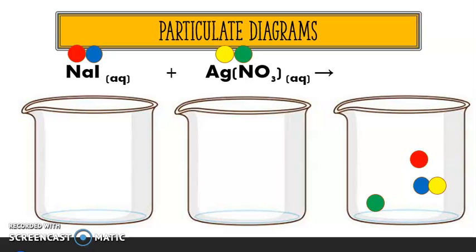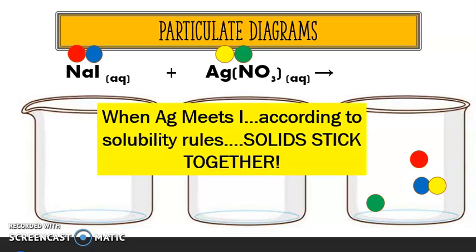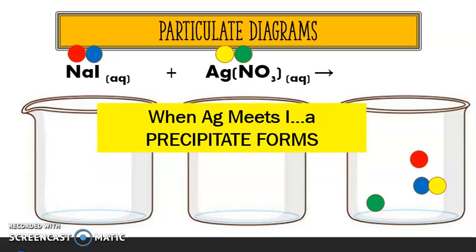Because remember, solids stick together. And in this case, you'll notice that a blue sphere and a yellow sphere have come in contact with one another. That means an Ag and an I are now touching. Well, according to our solubility rules, when Ag meets I, that's creating a solid, and solids stick together. So after this collision, those two ions no longer have the ability to separate. They stick together and a precipitate has formed.